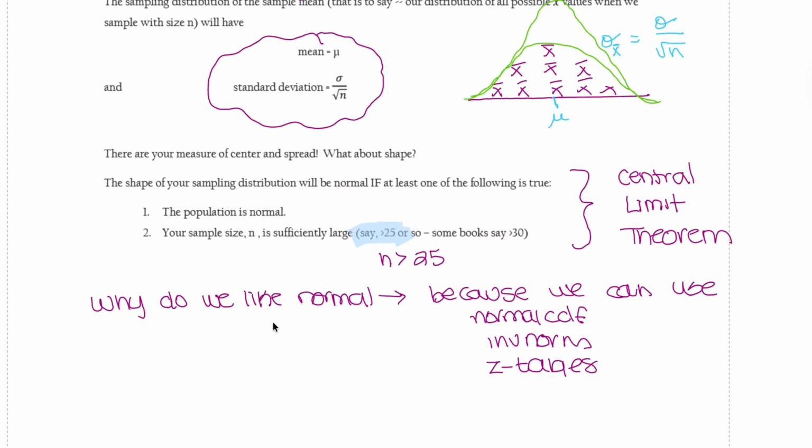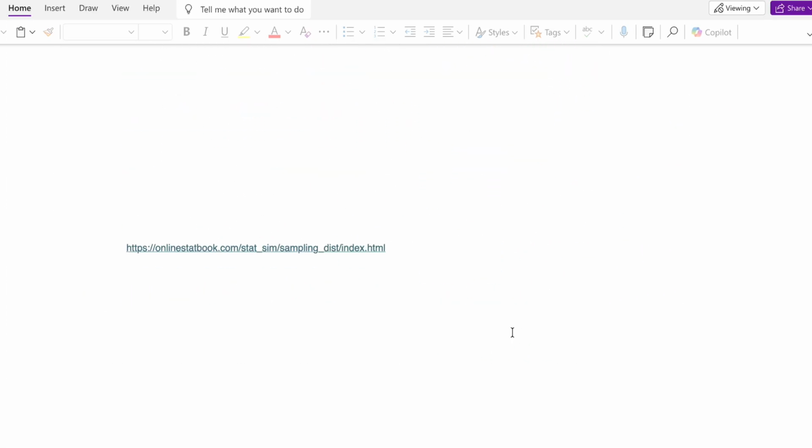And why do we like normal? Because we can use normal CDF, inverse norm, and Z tables. So there are a lot of tools to help us analyze our curve. So that's definitely a good thing.